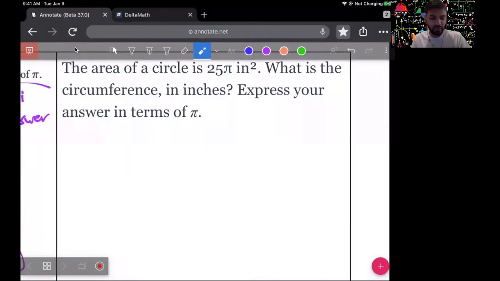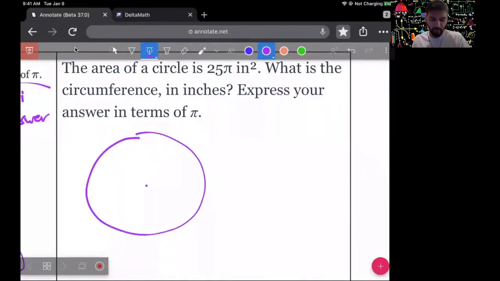Then we have this next question. It says the area of a circle is 25 pi inches squared. What is the circumference in inches? Express your answer in terms of pi. So again, here we have this circle. It's telling me that the area, all of this in here, everything, is 25 pi on the inside. That's the area, if I were to shade all of this in.